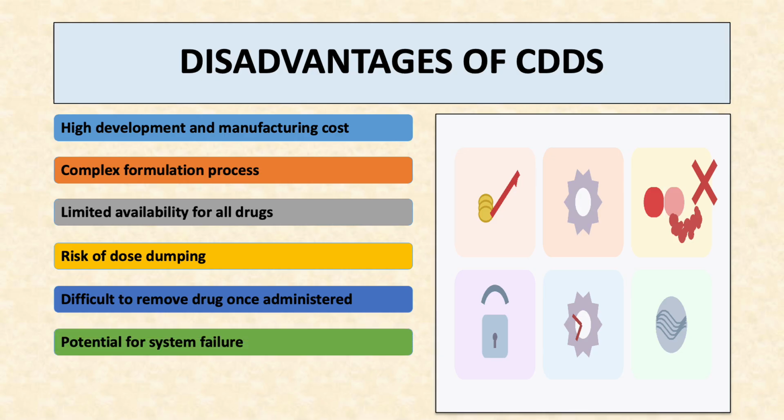Potential for system failure. Mechanical, chemical, or environmental factors can disrupt release. Transdermal patches may detach, osmotic pumps may clog, or polymer erosion rates may change.